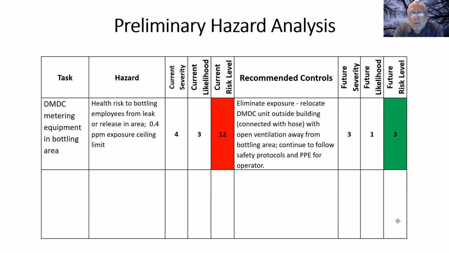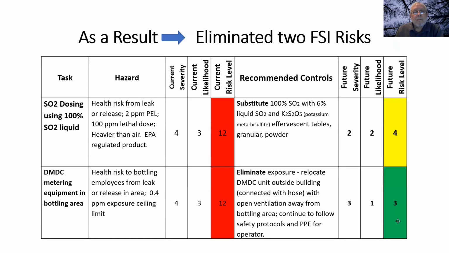So here they're taking this unit and just taking it outside and putting a hose in it to bring it inside. So now if there is a release, it's going to be outside. So the future severity, they knocked it down to a 3, likelihood 1, and now they have a green risk level, future green level of 3. And that is a 75% risk reduction. That's pretty good. And that's the 2 of them on one page.